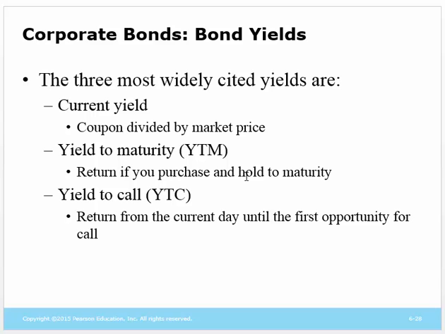Yield to call is the return from today until the very first opportunity for the call. So if we have a 30-year bond, but it has a 10-year deferred call, we could calculate the 30-year yield to maturity, but the yield to call would be, what would the return be if I bought today and it was recalled or repurchased 10 years from today?